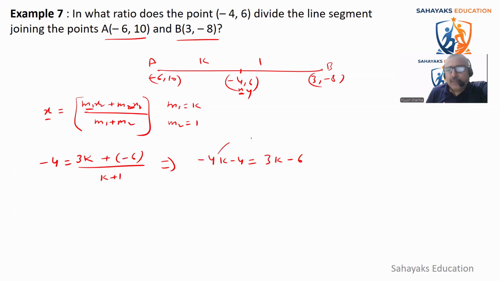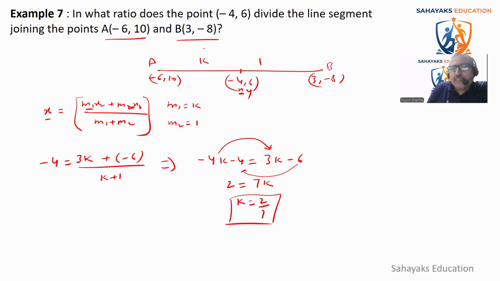Now I'll move k to this side and take 6 to this side. So it becomes 6 minus 4, which is 2, is equal to 7k. And the value of k comes out to be 2 by 7. So if the value of k comes out to be 2 by 7, then the ratio is 2 by 7. We don't write the ratio like this. We'll write it as 2:7. The ratio is k is to 1, so we can say 2 by 7 is to 1. That means the ratio is 2:7.